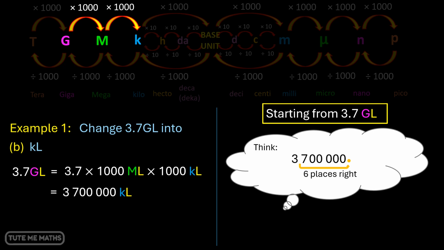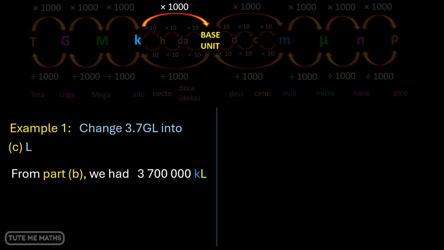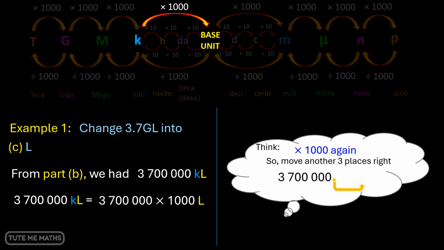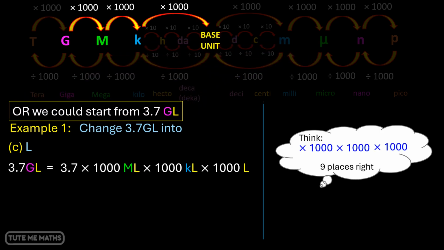In part C, we want to change into litres. Again, we could start with part B having already converted to kilolitres, so we just need to multiply by 1000 again. This gives us 3,700,000,000 litres. If parts A and B had not been done first, we would start with 3.7 gigalitres and multiply by 1000 3 times. This is still the same as moving the decimal point 9 places to the right.